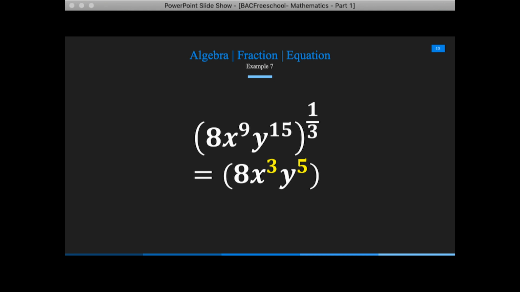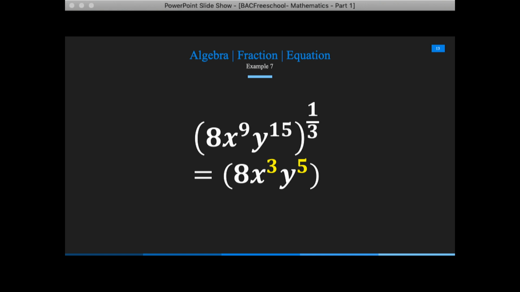Okay, this one is wrong. Which part is wrong? Yeah, 8. So when you multiply the power 1 over 3 into here, this is something you must be very careful. The first thing is, if this is power and this is power, we do multiply.